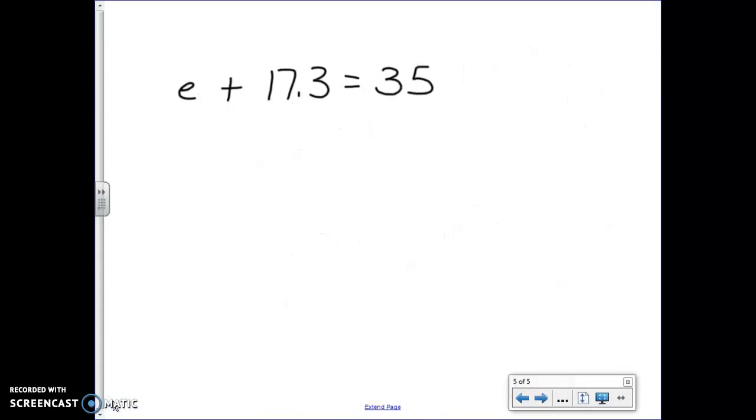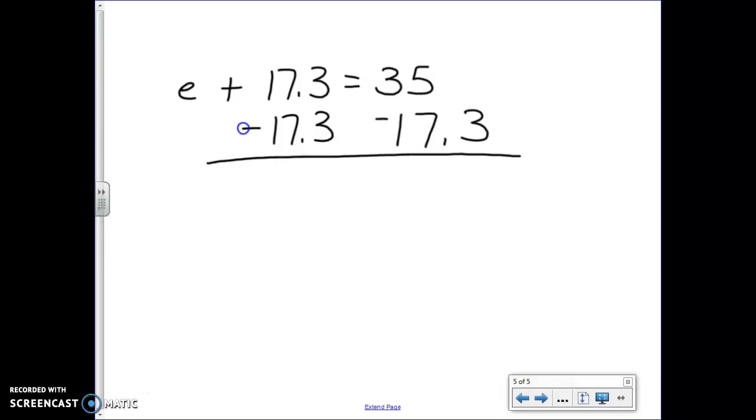What do we do with a decimal? Same thing. Even though it's probably harder to do mentally, now we're starting to see it a little bit harder. We're going to subtract 17.3 on the left side of the equal sign. Now we've got to make sure we line up our digits correctly so that I can subtract on that side. So I like to get apples with apples. So I'm going to put in the decimal point so that it lines up. There, we got that. This will give me a 0, so I have just an E left.